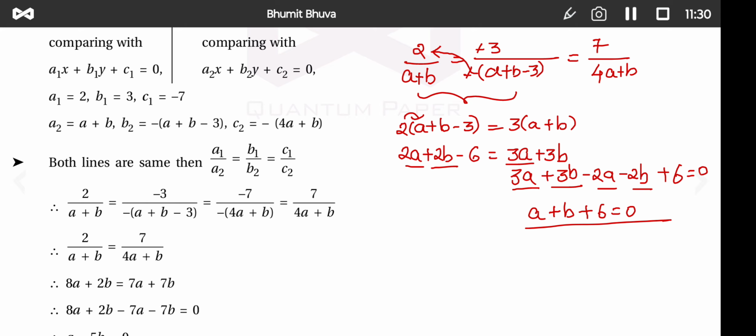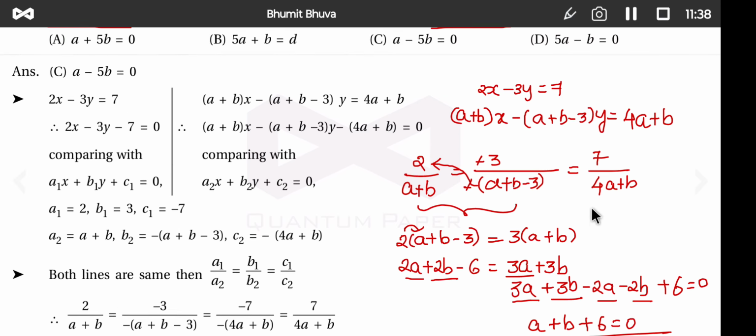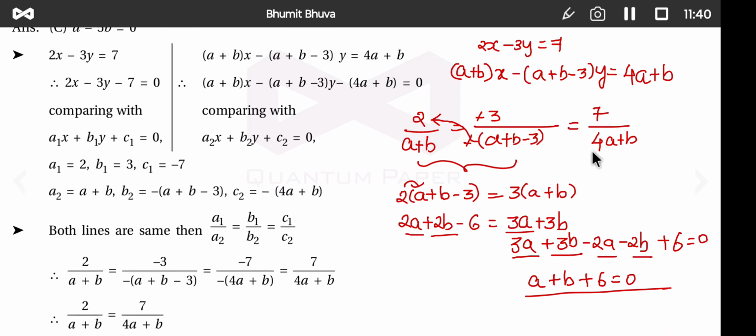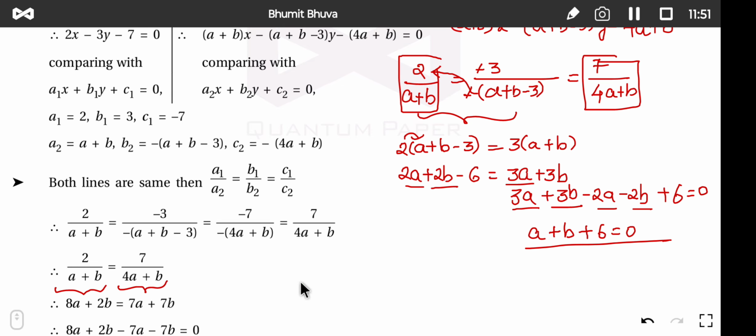Okay, so by taking the first two ratios, we are getting the answer a plus b plus 6 is equal to 0. This is also the correct answer, but this is not there in the options. So we'll take the first ratio and the third ratio. This one is equal to this one. So 2 upon a plus b is equal to 7 upon 4a plus b.